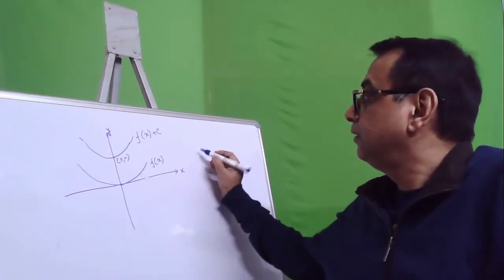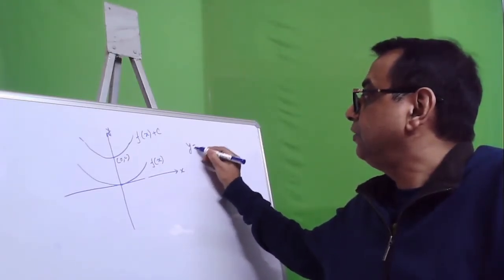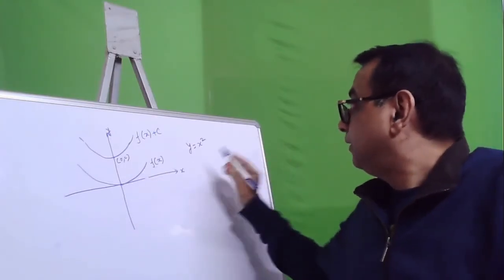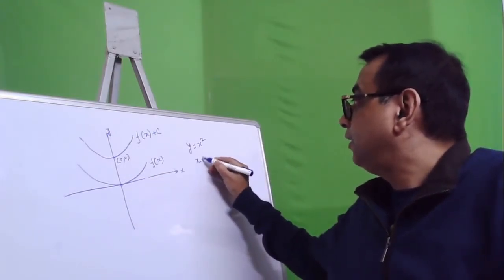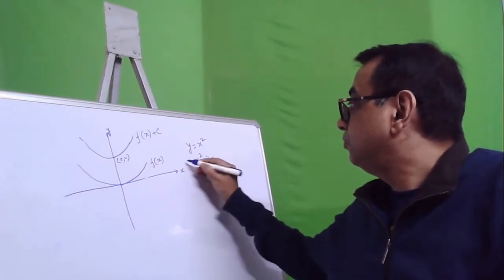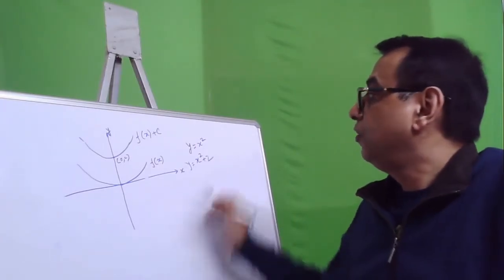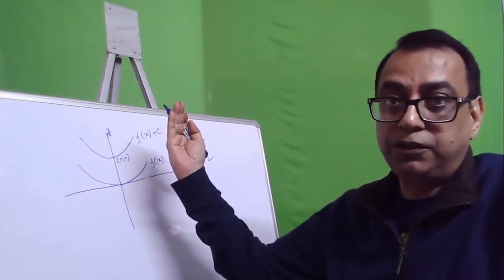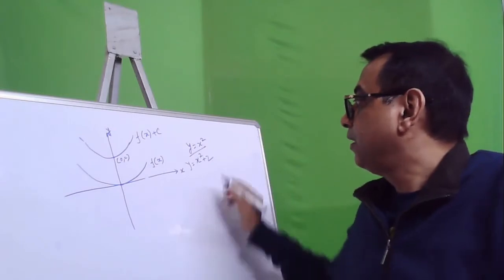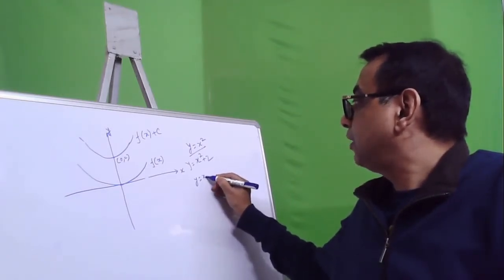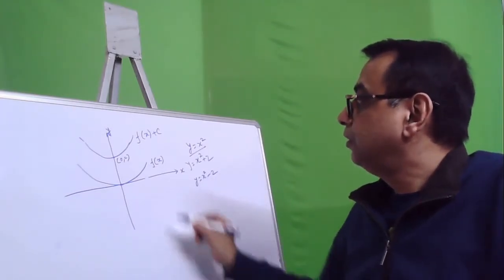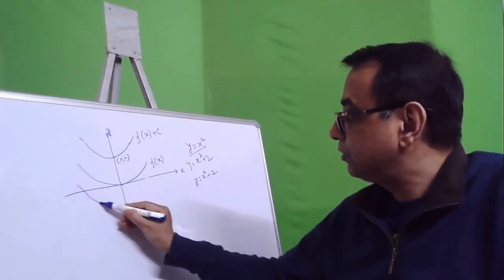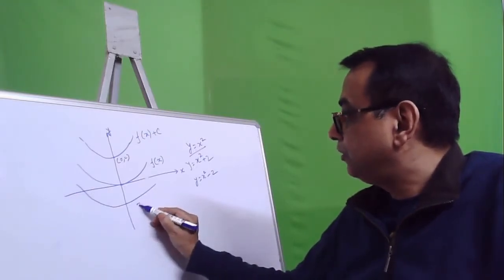For example, I have a function y is equal to x square, which you know is basically like this. Then if I have to find out what y is equal to x square plus 2 will be, this function will just shift upwards vertically by 2 units. And what will y is equal to x square minus 2 be? This function will shift downwards by 2 units.